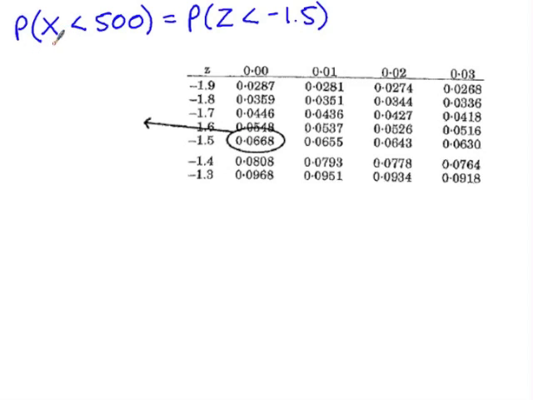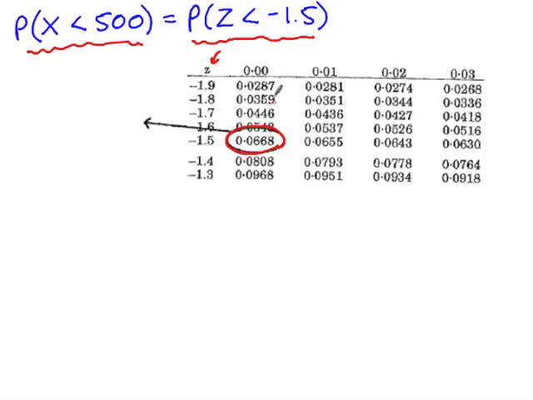The probability that our x value is less than 500 is the same as finding the probability that a z-score is less than negative 1.5. And in the days before sophisticated calculators such as we have now, z-scores were provided in a table like this. We read down the column negative 1.5, and the second decimal place is where we read across the rows. So this is negative 1.50, negative 1.51, negative 1.52. This is the value we're looking for.